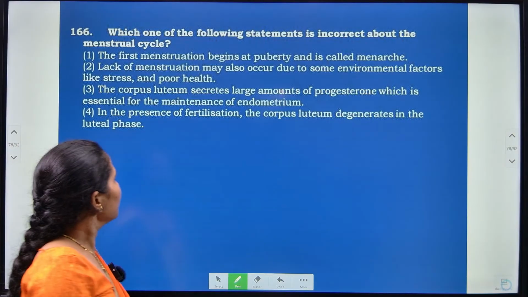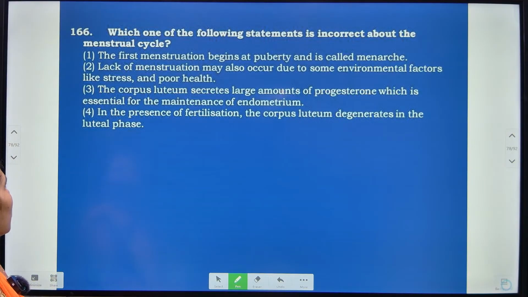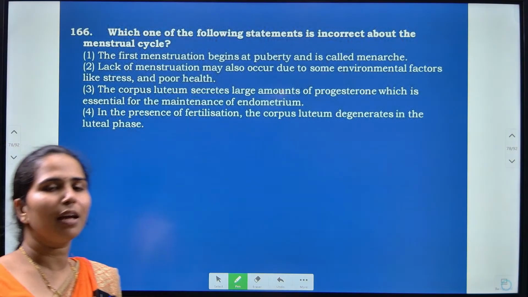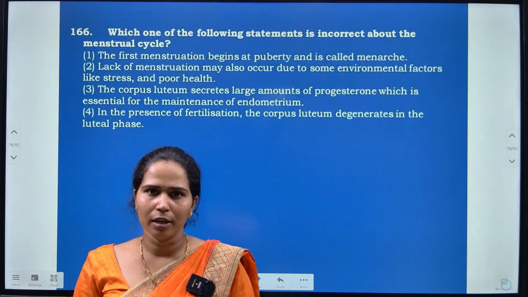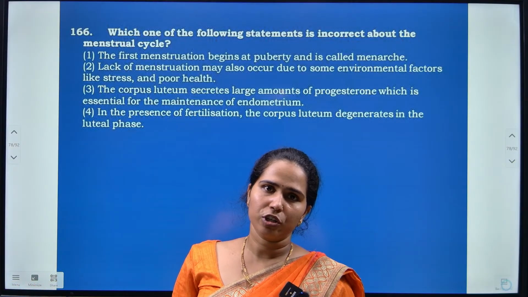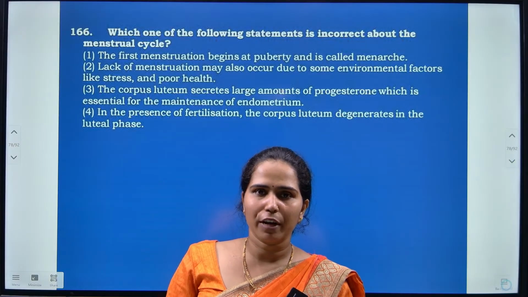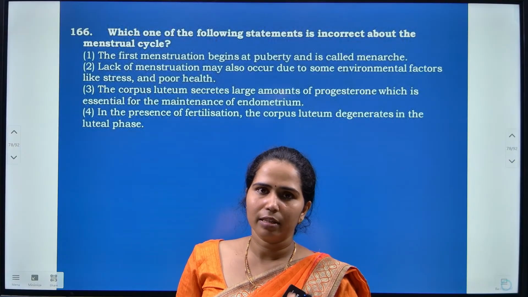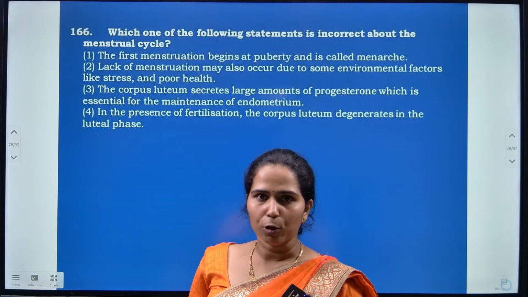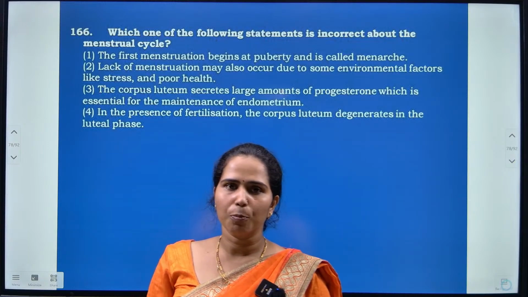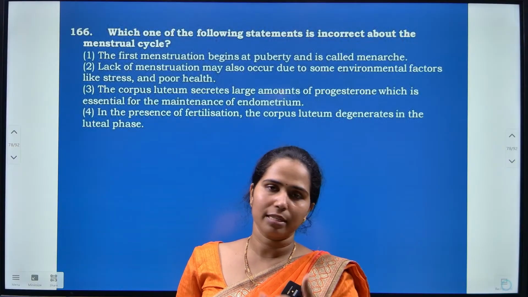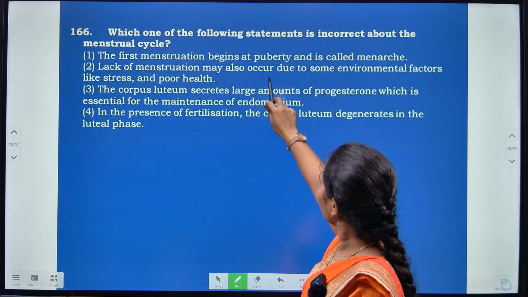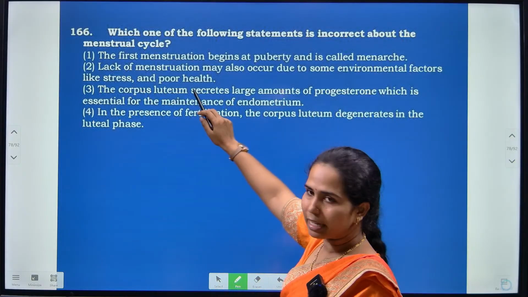Now, which of the following statements is incorrect about the menstrual cycle? The first menstruation begins at puberty and it is called menarche, at the age of 13, 14 and so on. And the menstruation lasts till the age of 45 to 50 years. Once a female reaches the age of 50, the cessation of the menstrual cycle takes place. That condition is called menopause. Between the menarche and the menopause, whatever cycle takes place is called the menstrual cycle. Now here, the lack of menstruation may also occur due to some environmental factors like stress and poor health.